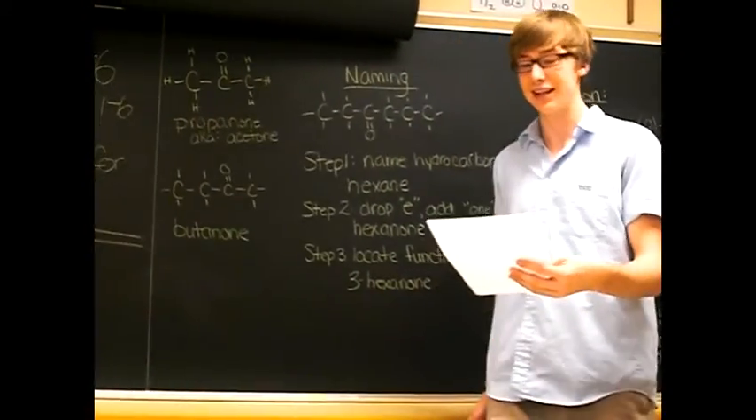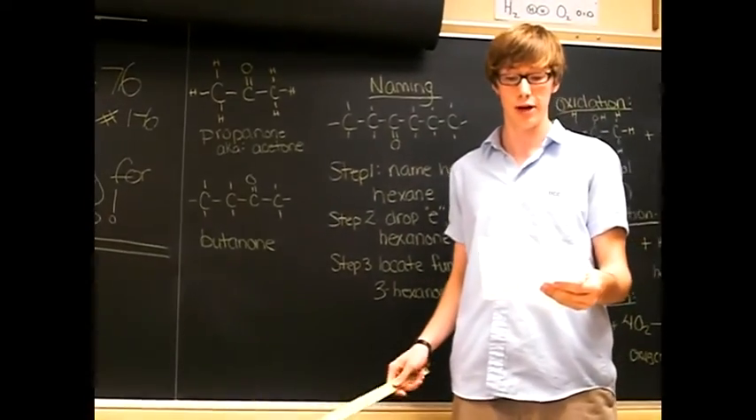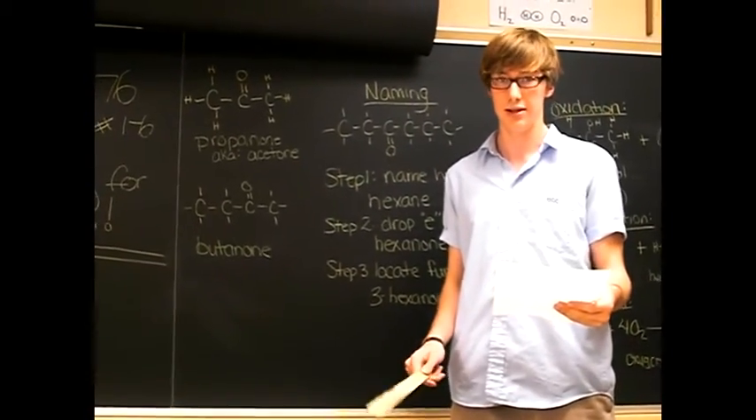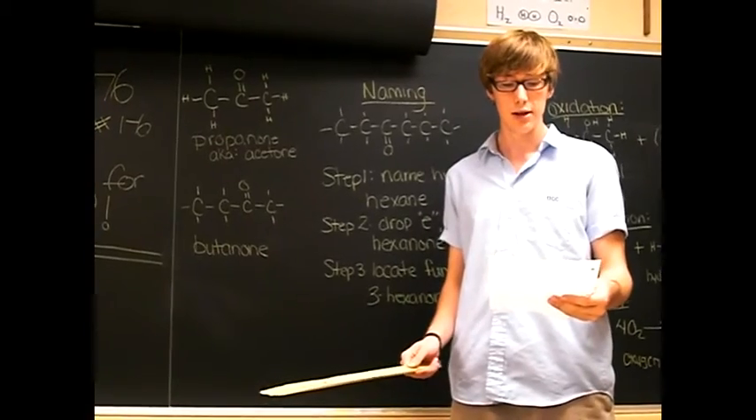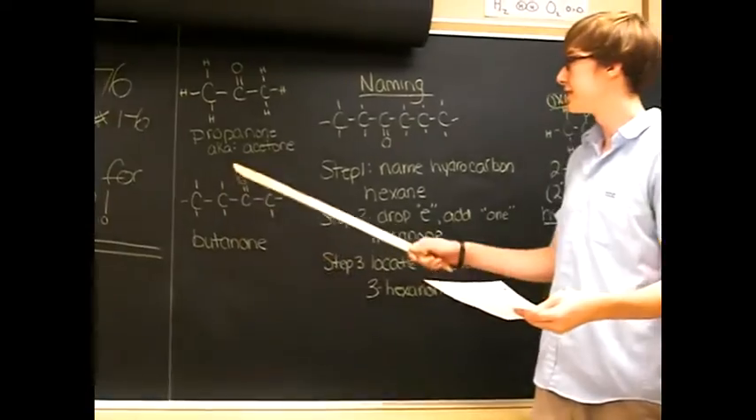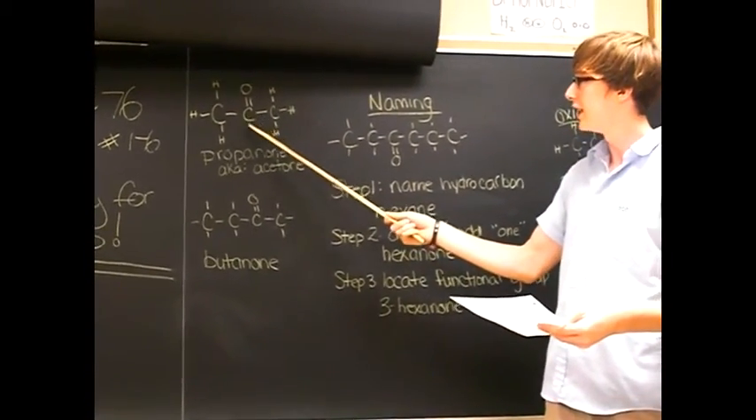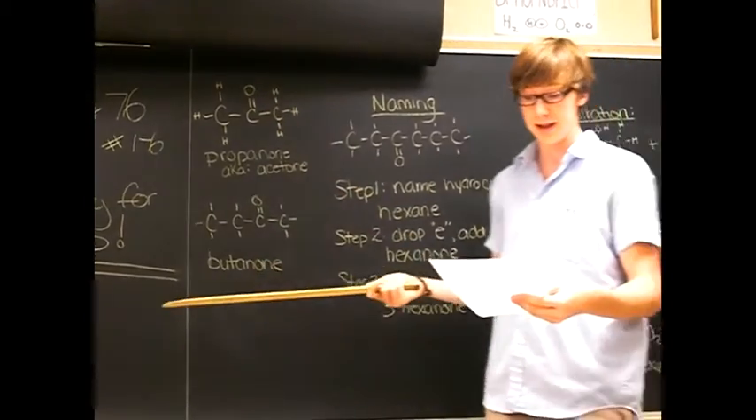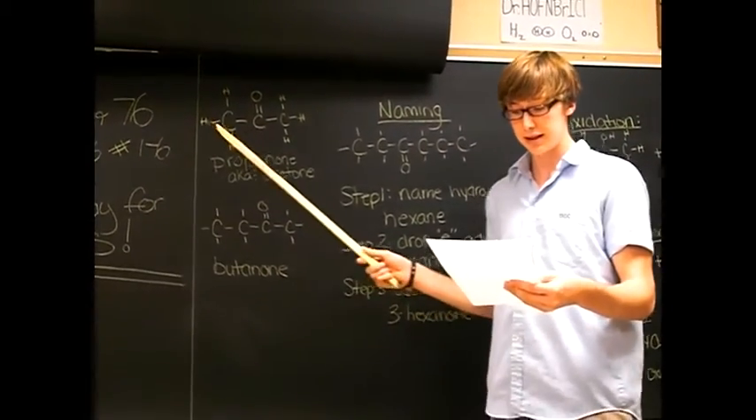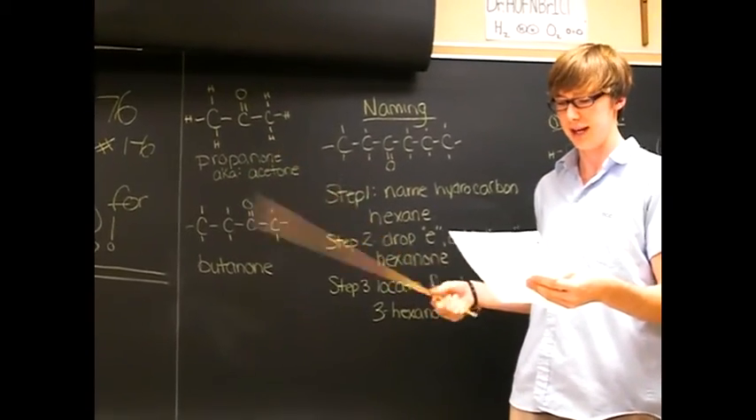Today we're going to be covering ketones. Ketones are hydrocarbons with a carbonyl group, a carbon and oxygen double bonded together, that is bonded to a non-terminal carbon. An example of this is acetone. These are the terminal carbons, and this is the carbonyl group. That means that the carbonyl group is located somewhere in the middle of the hydrocarbon rather than at the end.